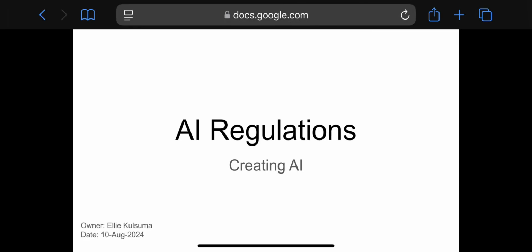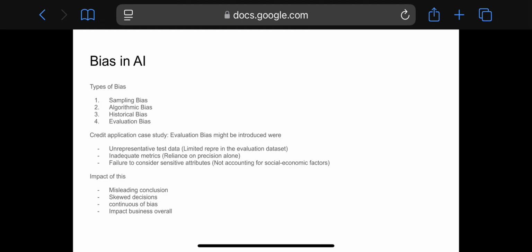Today we're going to learn about AI regulation and the classical AI metrics to evaluate in AI models. So we're going to start with understanding the bias in AI. There are different types of bias such as sampling, algorithmic, historic, and evaluation bias. For example, I was looking into a credit application case study and evaluating the bias that might be introduced. So bias could mean different things for different case studies and different metrics.